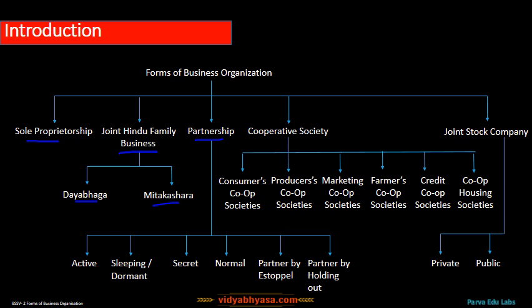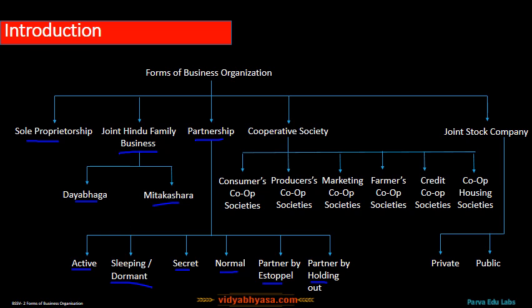There are various types of partners. An active partner is actively involved in the business. A sleeping partner contributes but doesn't take any part in running the business. A secret partner invests money, but his name is not declared outside. A nominal partner is only there for a profit. Then there is partnership by estoppel and partnership by holding out. There are various types of partnership available, which we will discuss in detail in the partnership video.